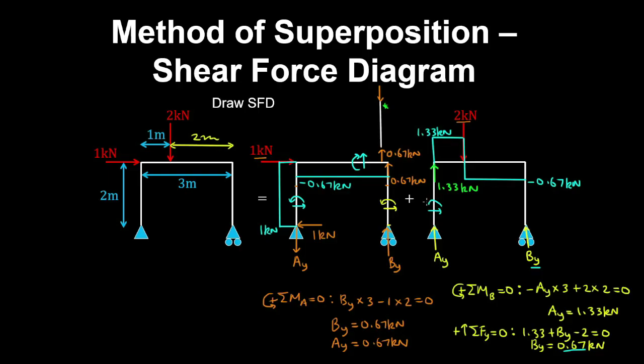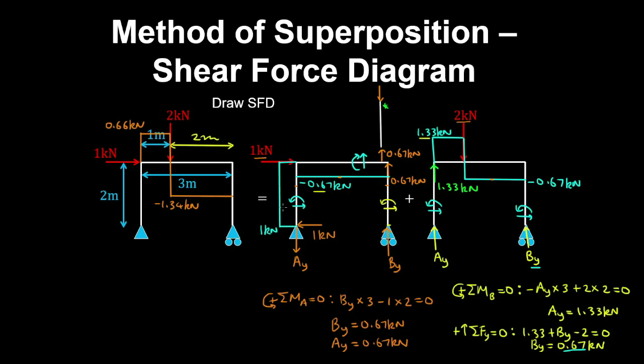Now if you cut both columns, there's no horizontal reactions, so the shear force in the columns is 0. And now we can superimpose both cases. So I have the shear force in the beam of 1.33 kilonewtons minus 0.67 gives 0.66 kilonewtons. And here we have minus 0.67 minus 0.67 gives minus 1.34 kilonewtons. So you can see it's equal to that jump.